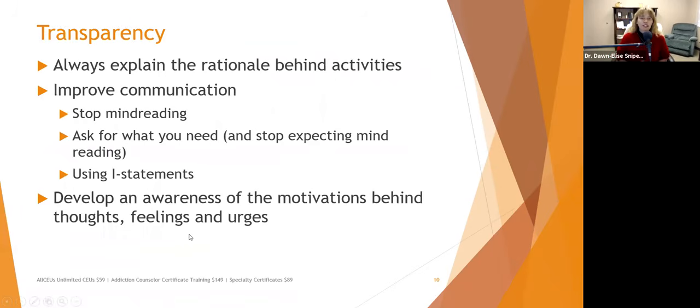Transparency, like I said earlier, always explain the rationale behind activities. Encourage clients to improve communication, and this goes to their transparency. We talked earlier about informed consent, but we also want to encourage clients to be more transparent. They need to stop mind reading. And how does that relate to transparency?